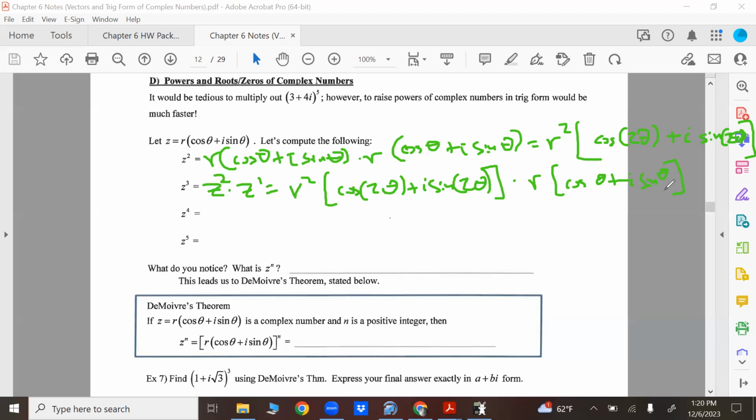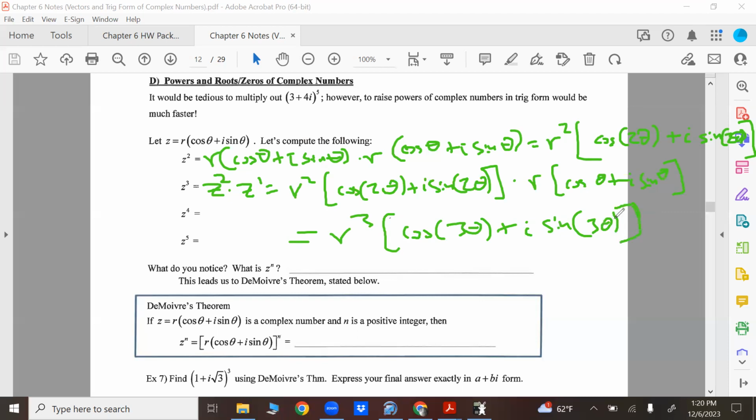I'm not going to go through the process, but if you did and used some difference formulas, you wind up getting this: r cubed cosine 3 theta. That makes sense. Oh yeah, he's right. Guys, he's right. Yeah, I'm right again, I know.